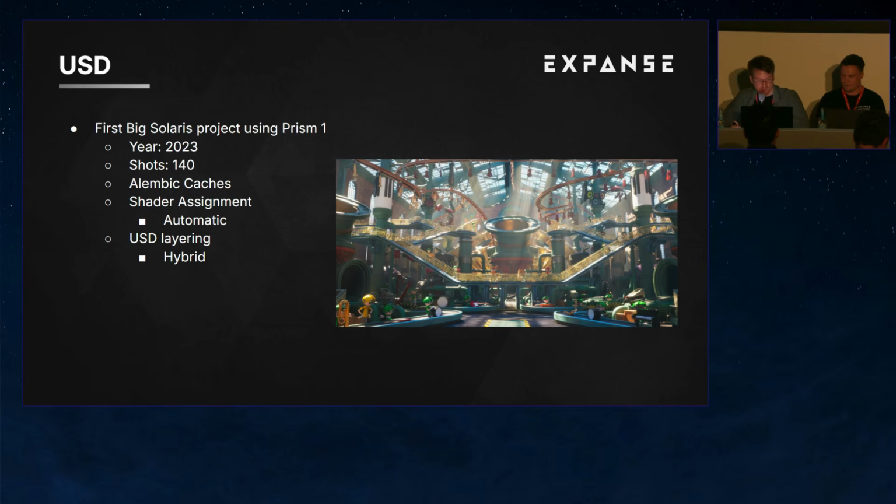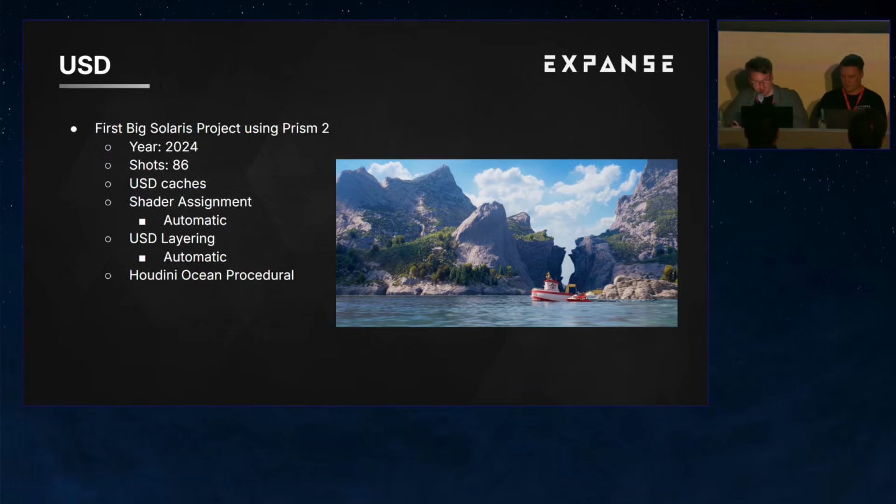So our first big Solaris and USD project was in 2023. We were still using Prism 1 and Alembic caches. Shader assignment was automatic. At the time, we would have a subnet for each shot in a sequence, and the subnet would contain all Alembic caches and shaders. We did not have any great setup for FX caches. They would have to be imported manually.